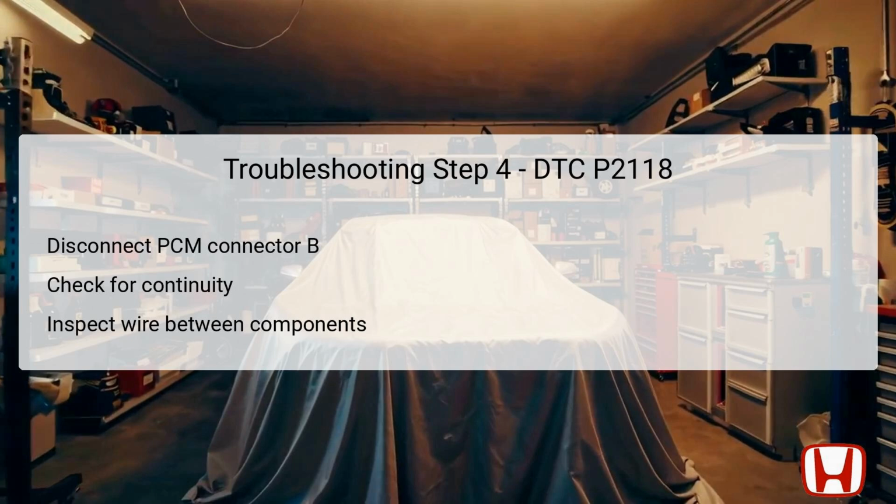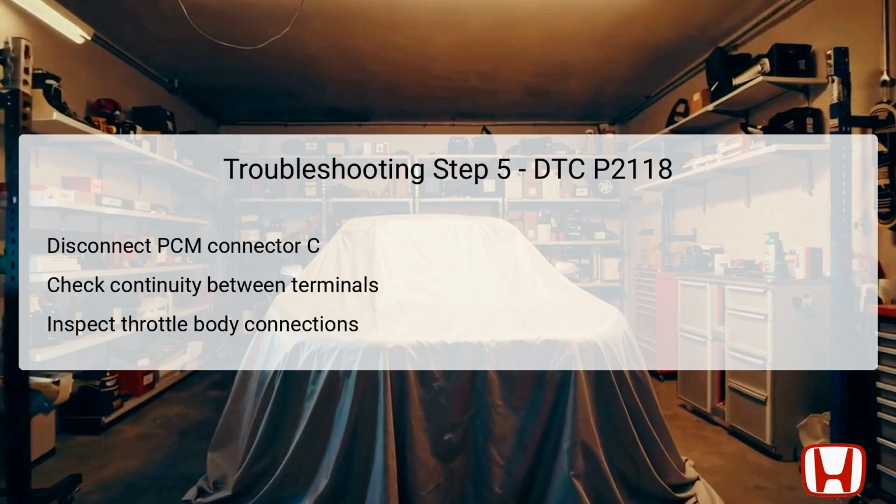However, if no continuity is detected, it points to an open circuit in the wiring, necessitating immediate attention to repair any faults in the wiring between the throttle body and the PCM. Addressing these potential wiring issues is critical to ensuring the electronic throttle control system operates effectively.